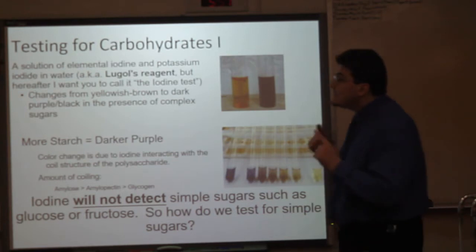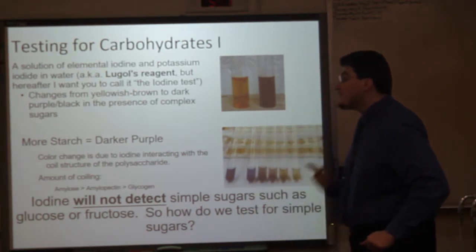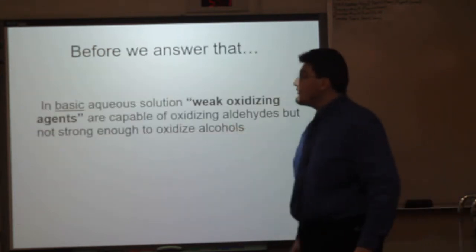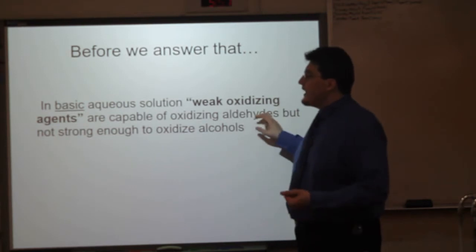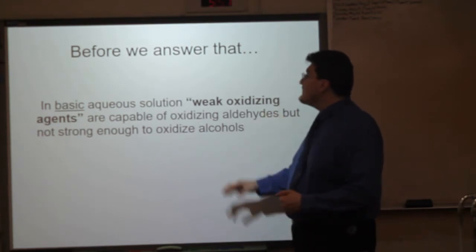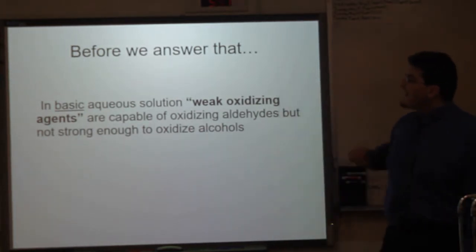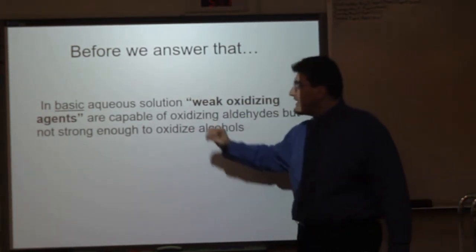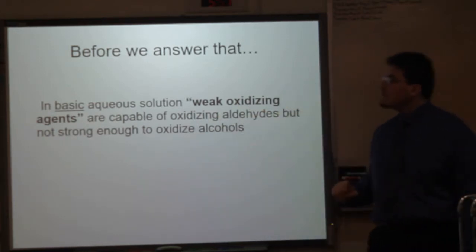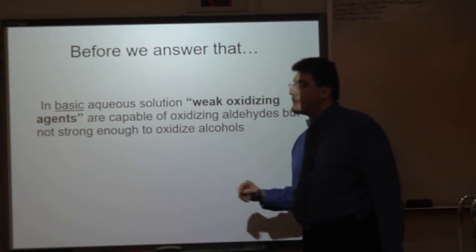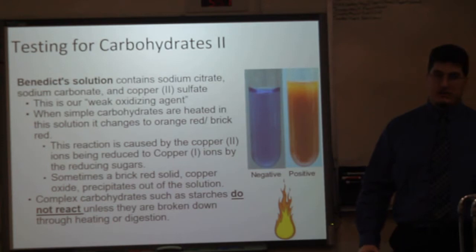But so how will we test for glucose or fructose? We will test for glucose or fructose using a solution that is a weak oxidizing agent. A weak oxidizing agent in a basic aqueous solution is capable of oxidizing aldehydes but not strong enough to oxidize alcohols. That weak oxidizing agent is going to be Benedict's solution.